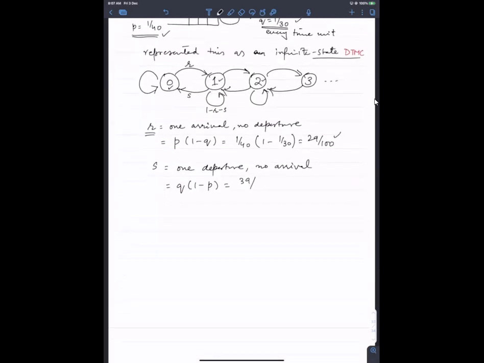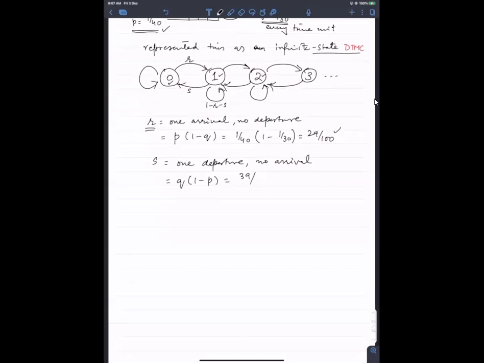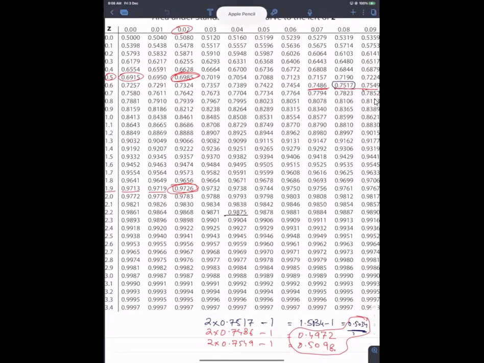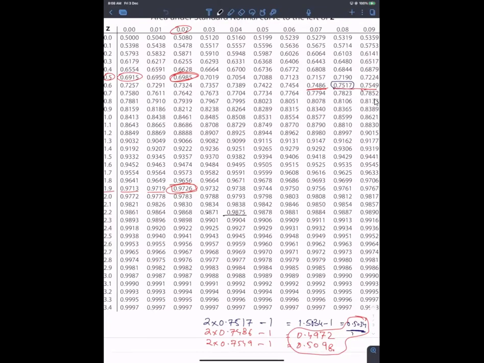Oops. Somehow this pencil has got stuck, unable to write. Okay, this might require resetting.